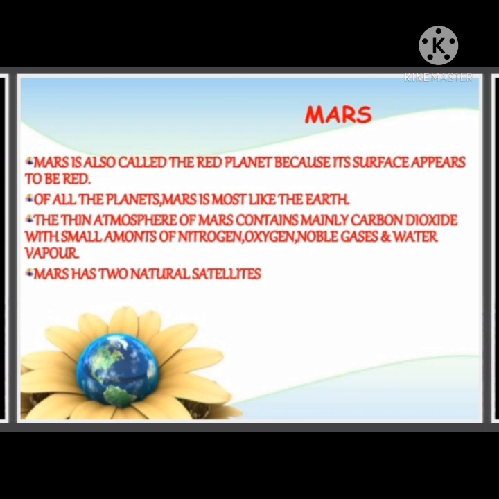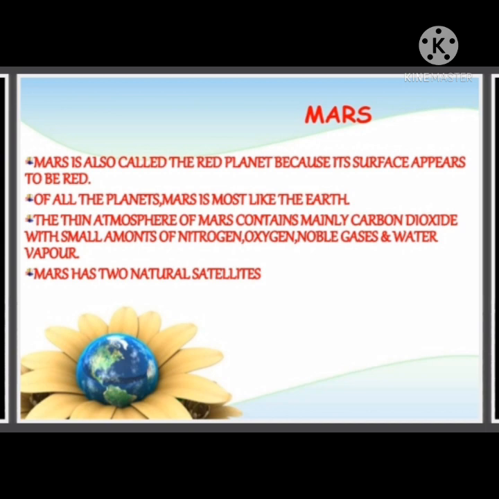So the thin atmosphere of Mars contains mainly carbon dioxide with a small amount of nitrogen, oxygen, noble gases and water vapor. Earth has one natural satellite called the Moon. Mars has two natural satellites.